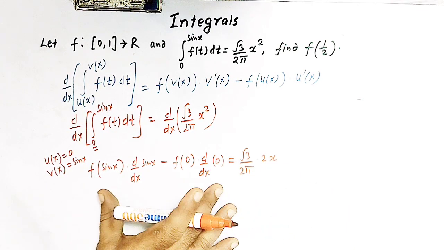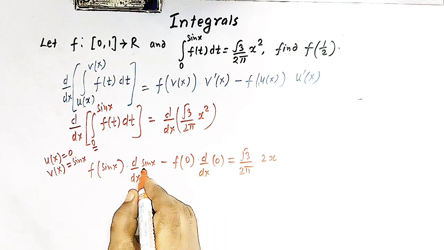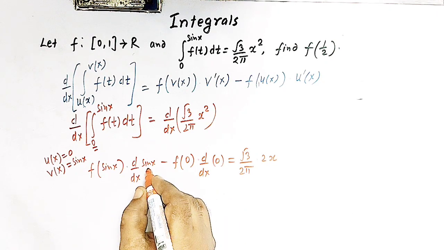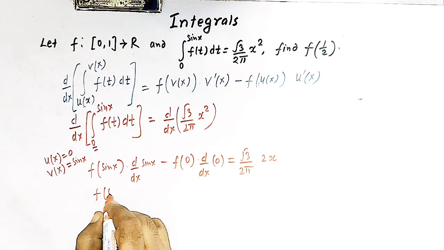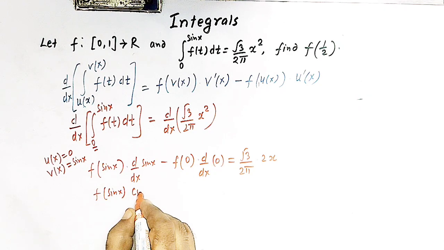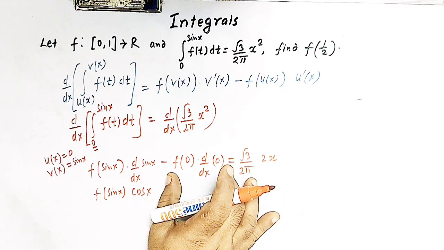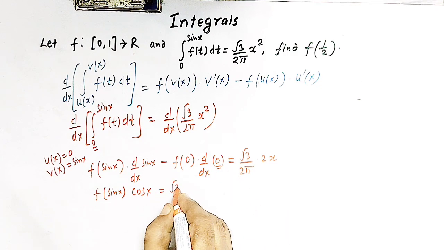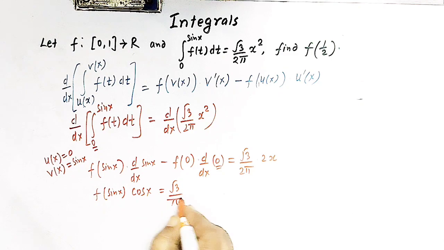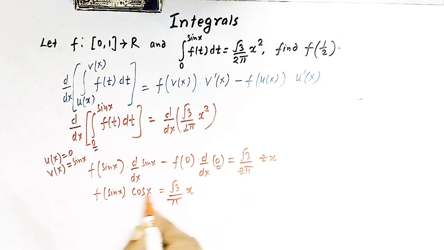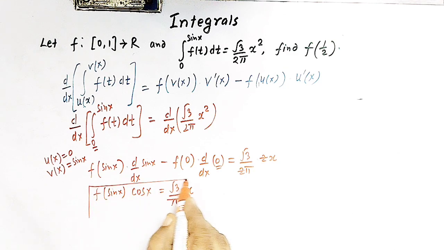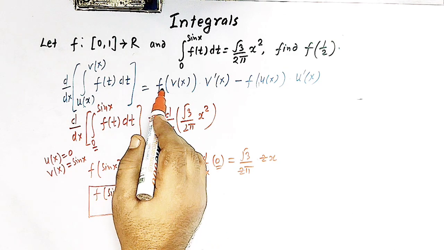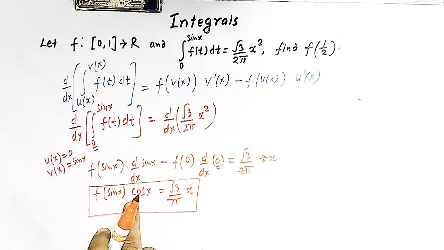So now simplifying this side, we have the derivative of sine x as cosine x. So we have f of sine x, and here we have cos x, and this term is 0 because here we have 0, and now we can write root 3 over pi, because this 2 and this 2 get cancelled, and here we have x, right? So using the Leibniz integral rule, we have arrived at this equation, right?